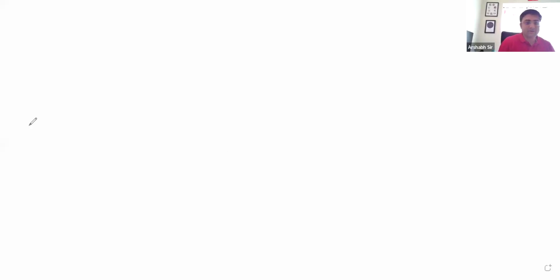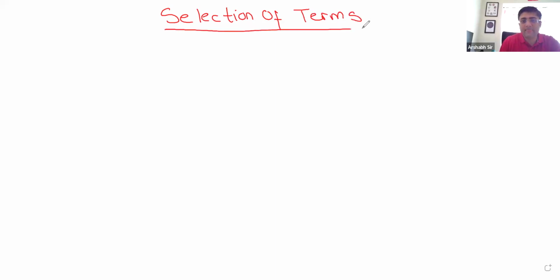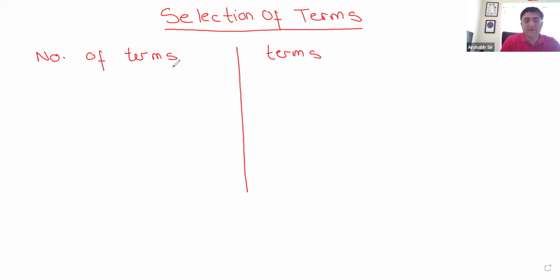Alright guys, so in today's class we'll discuss a very important concept of arithmetic progression that is known as selection of terms. Whenever in the exam they give you 3 numbers in an AP, or 4 numbers in an AP, how exactly do we assume those numbers so that the calculation becomes easy? So we have the number of terms and then we have those terms.